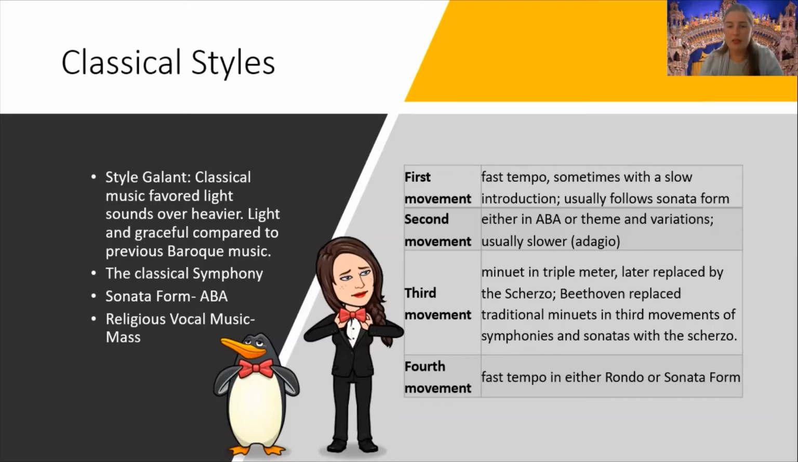The third movement, it's often in triple meter, so a waltz form. 1, 2, 3, 1, 2, 3, 1, 2, 3. That nice waltzy form, so dance. Later on, it was replaced by scherzo. They liked to change things up from time to time. We also get some of these minuets, these dances. It's a dance section. And the fourth movement, we're going to end on a nice, fast, jaunty tempo.